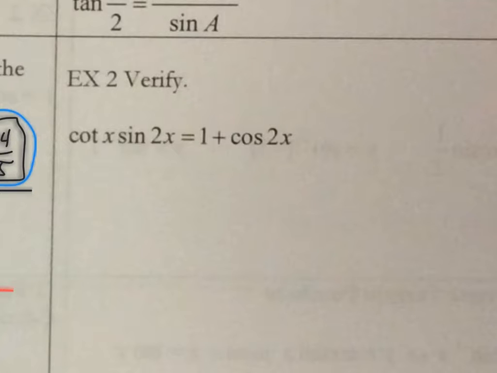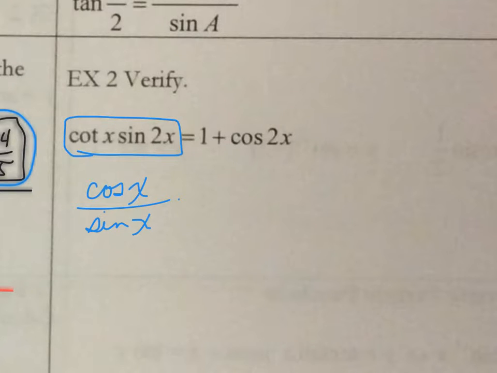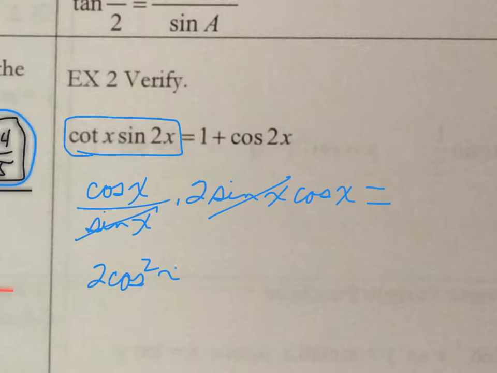I think I'm going to start on the left. I'm going to replace cotangent with cosine over sine. And I know that sine of 2x is equal to 2 sine x cosine x. Now what happens? The sine x's cancel, and we're left with 2 cosine squared x on the left. Okay, now let's see if we can get somewhere on the right.